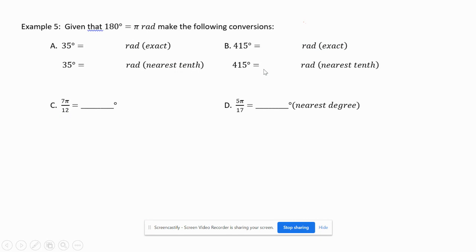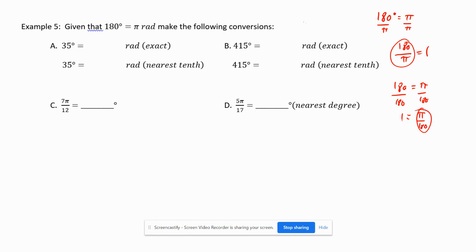Okay, so for this question over here, given that 180 equals pi radians, make the following conversions. Now a couple things here. If I have 180 degrees equals pi, I can do two things. I can divide both sides by pi, and that means that 180 over pi should equal 1. Or if I have 180 equals pi, I can divide both sides by 180, and I get 1 equals pi over 180. Now the idea of this is we're going to look at either this fraction or this fraction.